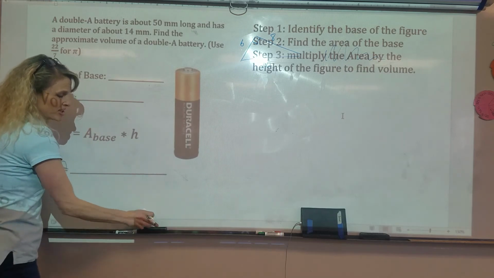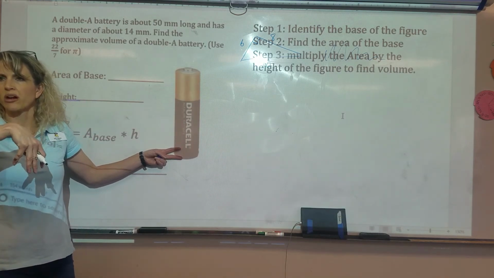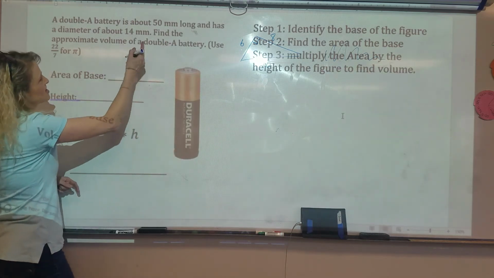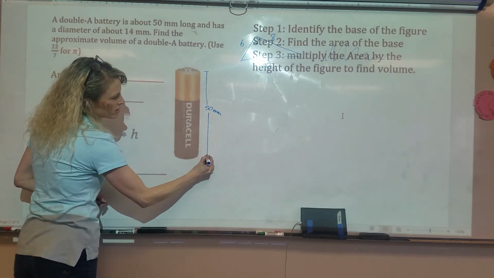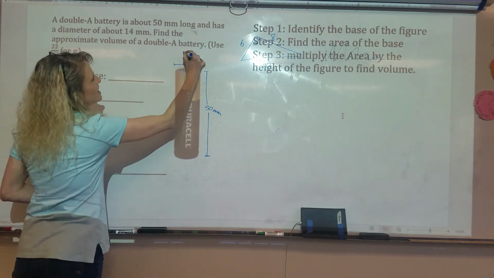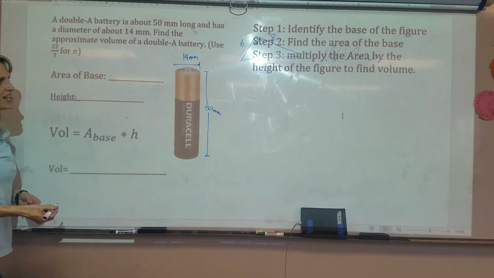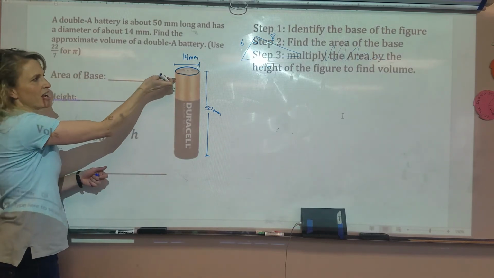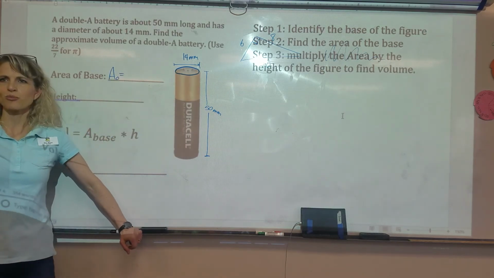All right, we've got a battery. Say you work for a battery company and say, what's the volumetric composition? How much acid are we going to be fitting inside this battery? How much volume can the battery hold? So it tells us the battery is 50 millimeters long. The diameter is 14 millimeters. What is the volume? So I need the area of the base times the height. So area of a circle is, that's the formula for area of a circle.